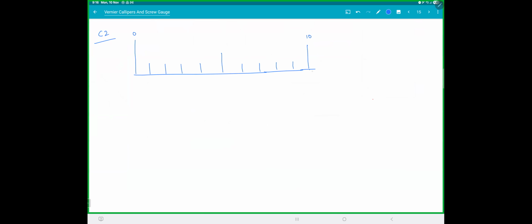So this is your division 10. So when you try to draw the vernier calipers thing, this will be 0. This will be slightly ahead. So the 10th division of this will match with the 11th division. Everyone clear with the picture?